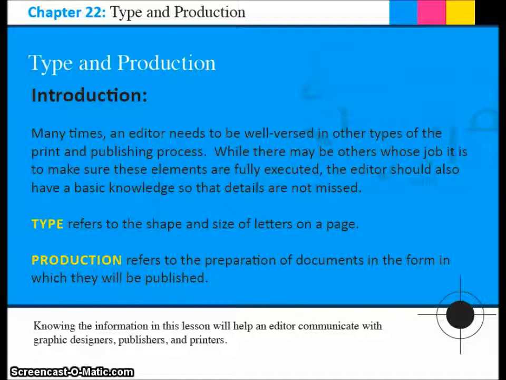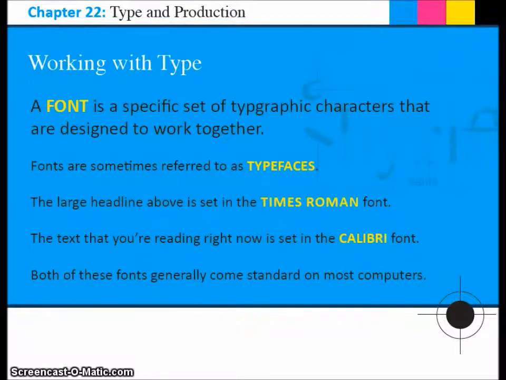Type refers to the shape and the size of letters on a page, and production refers to the preparation of the documents in the form in which they will be published, whether on the web or print, etc. And a quick note: knowing the information in this lesson will help an editor better communicate with graphic designers, publishers, and printers down the road.